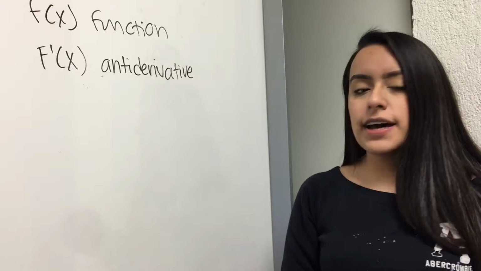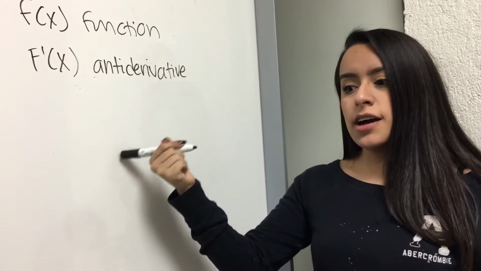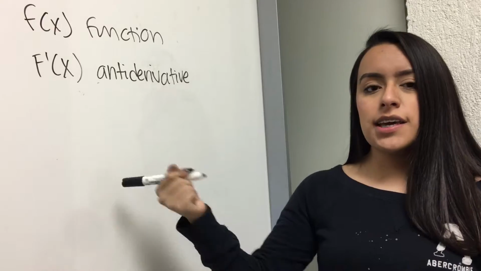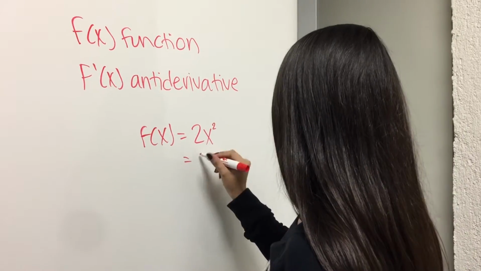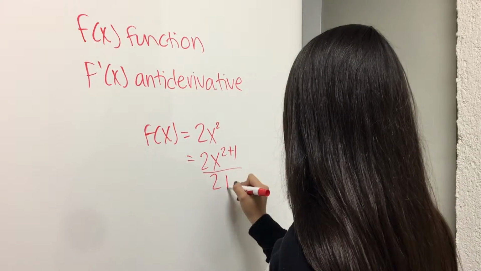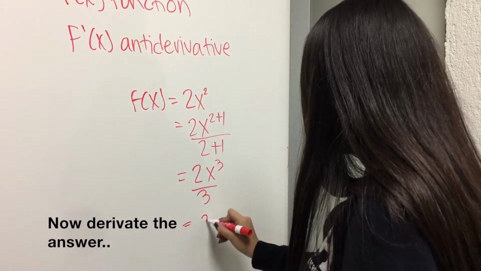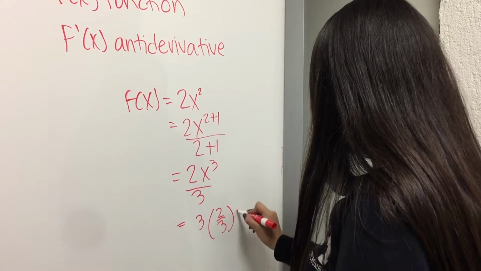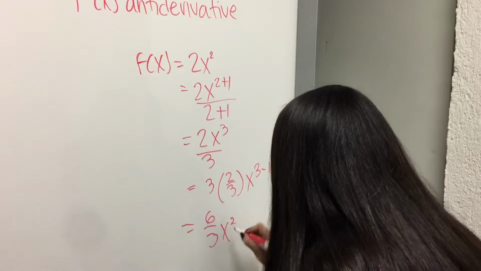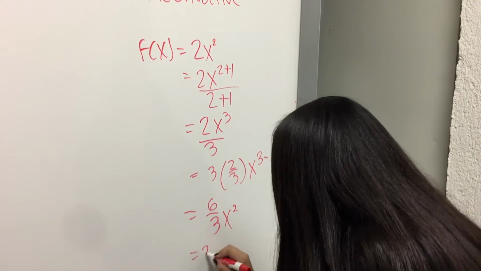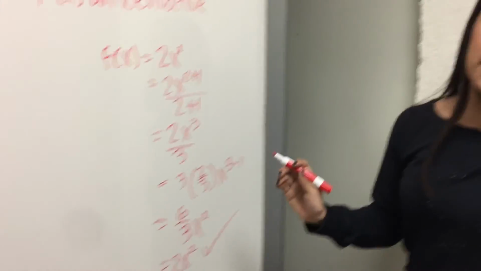The way of verifying if our answer is correct is by derivating what we got, and the result must be our original function. If not, it is incorrect. We got the same as this, so that means it is correct.